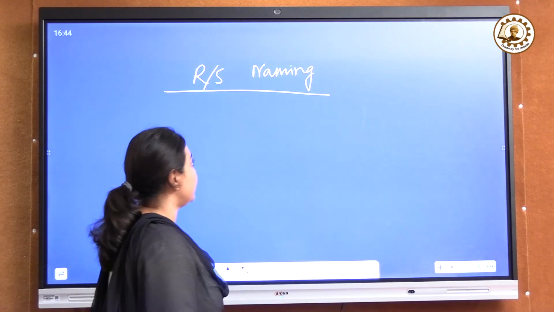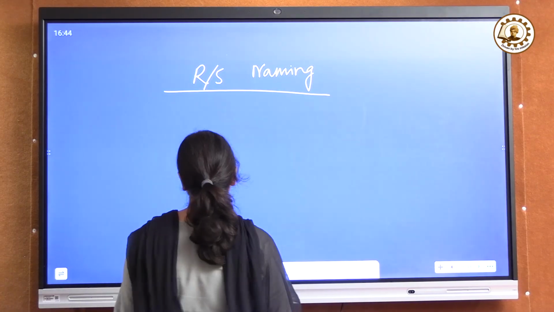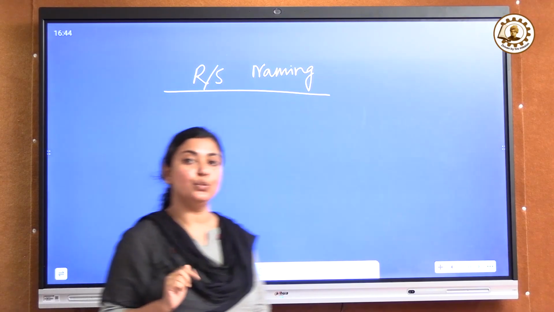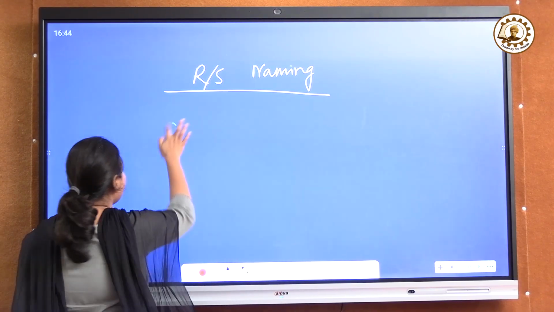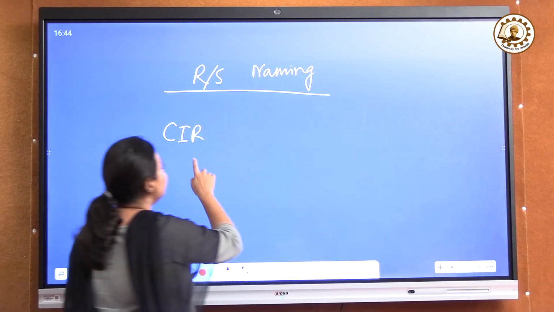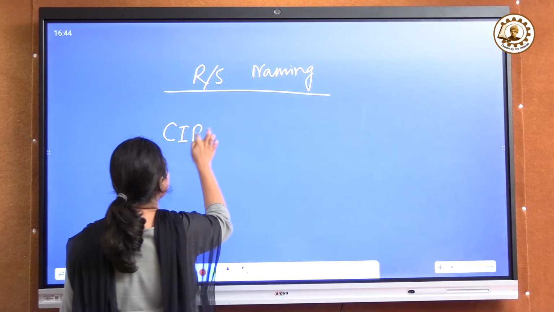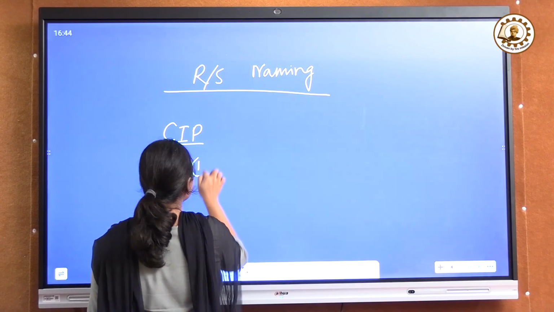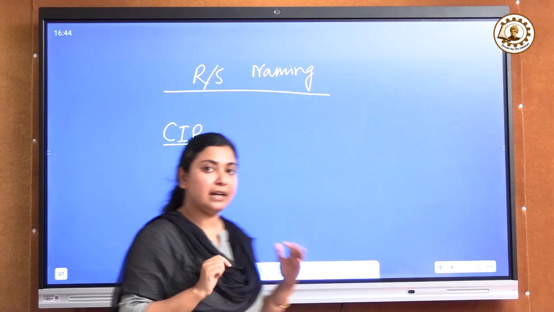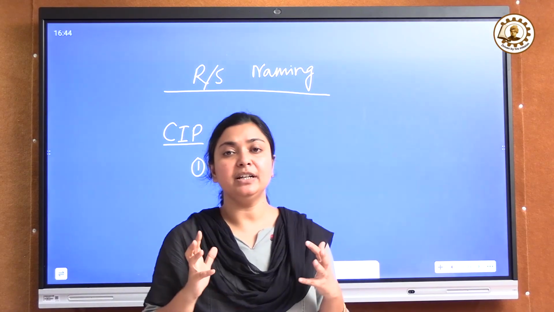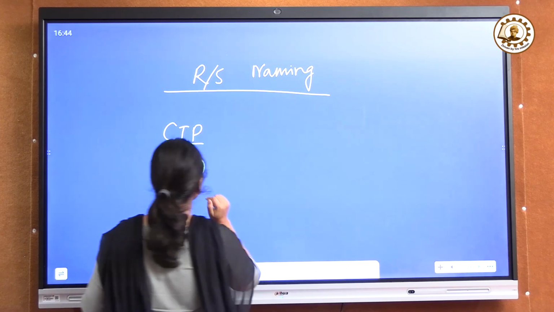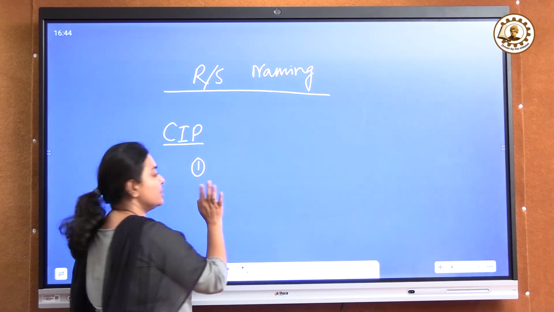Today's topic is the RS naming, RS nomenclature. Now this RS naming is dependent on a rule that is known as CIP rules. What does this rule say? The rule says that the RS naming is basically dependent on the priority order. Now this priority order is set by these CIP rules.